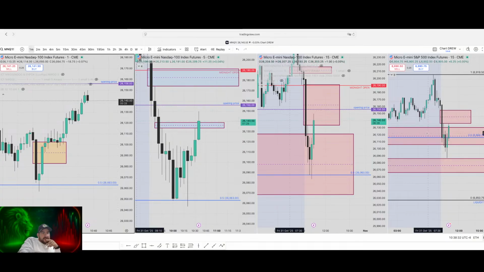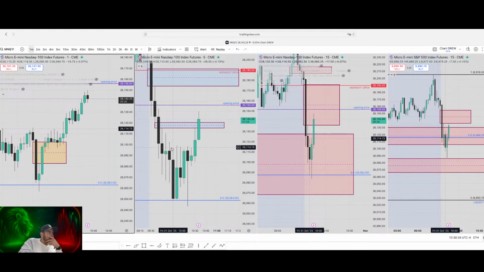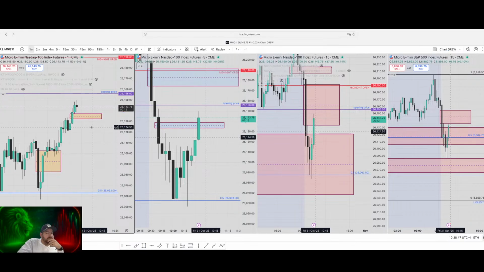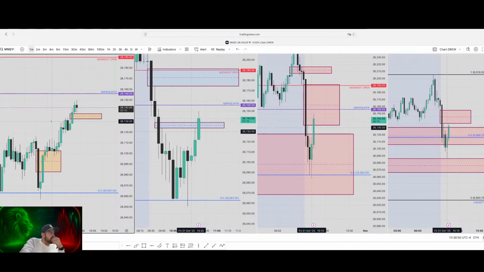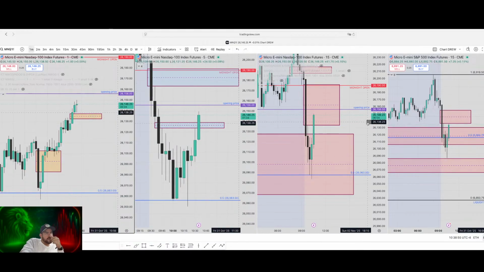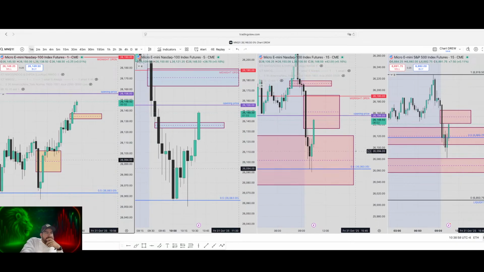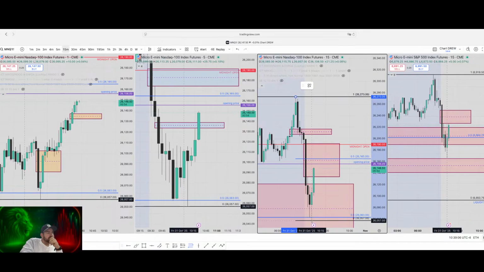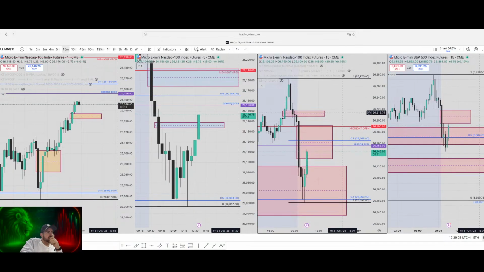Let's get up in this 15. Let's see if we get in the 15 of the ES as well. If not, forget it. This is where I'm looking for a reversal right now, around this area here. So we just tapped into a 15. We're bearish. It's 50% of this range.